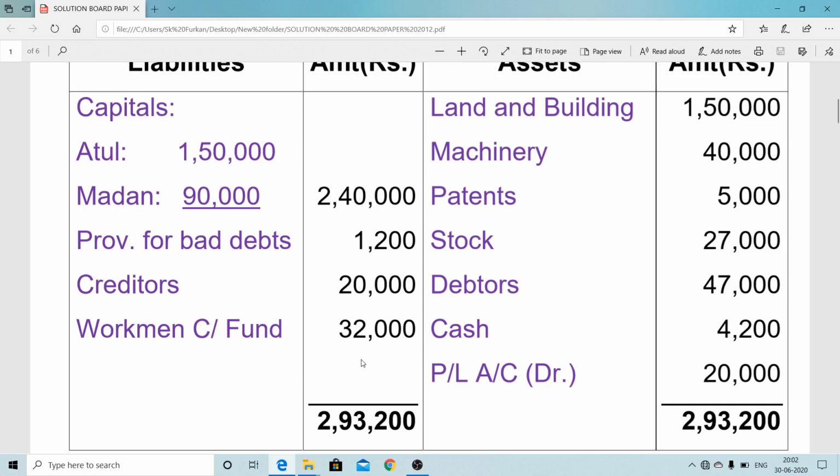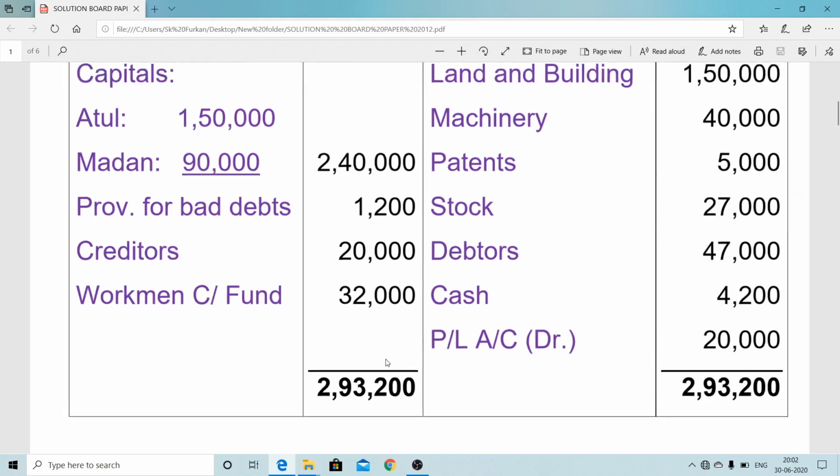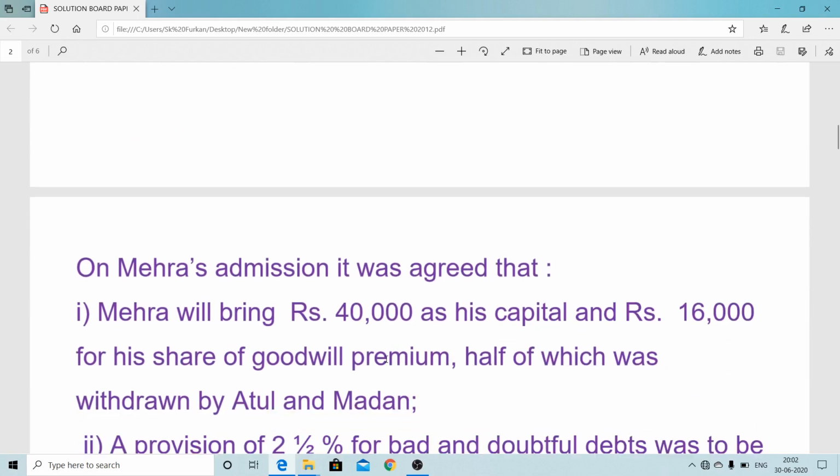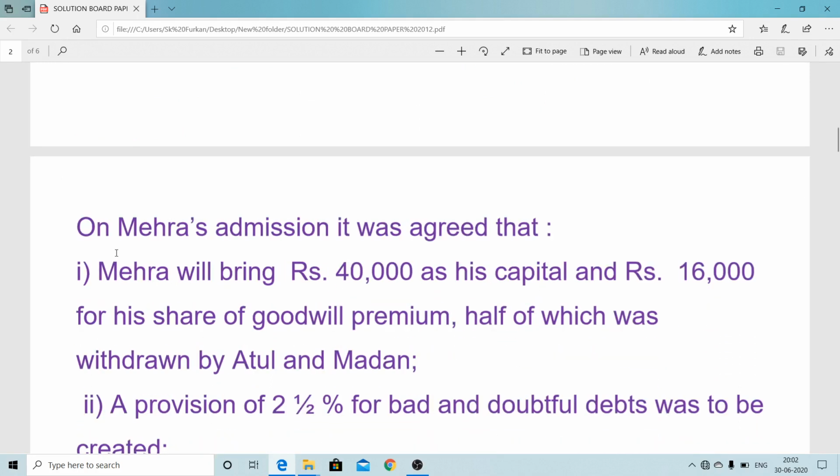According to that basis, the statement will show. So we will see what adjustment is provided related to this topic. Now come to the additional information. When the new partner is admitted, these are the terms and conditions.